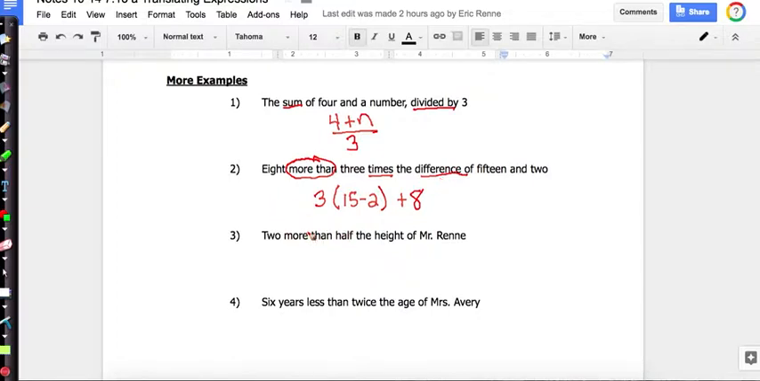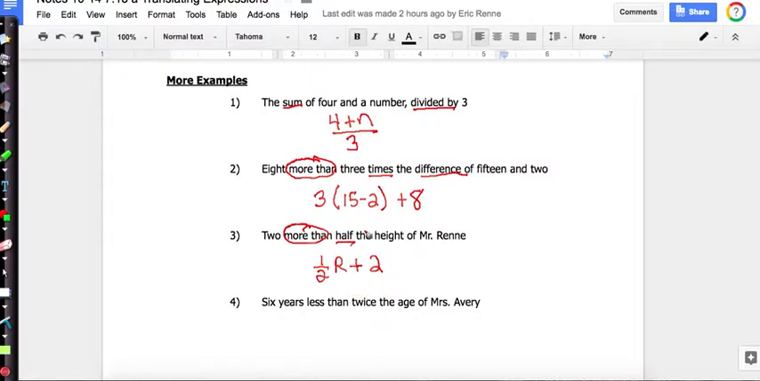Okay, number 3, 2 more than half. That wasn't a keyword that was on our list, but it is a keyword. Height of Mr. Rennie. So 2 more than half the height of Mr. Rennie. So we know this would be 2 plus 1/2, and let's use R for Mr. Rennie. But we're not going to write 2 plus 1/2 R. We're going to switch it around and write 1/2 R plus 2, because more than is a switch around. I want 2 more than half the height of Mr. Rennie, so I've got to add 2 at the end after I do half the height of Mr. Rennie.